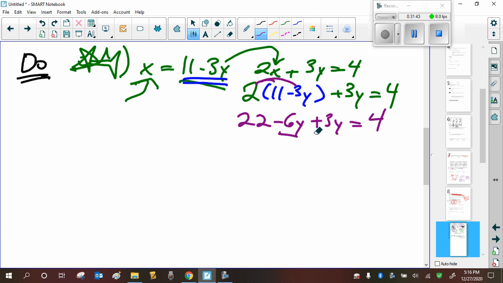Next up is to collect like terms. So negative 6 plus 3 is negative 3. Keep the letter. That's how you collect like terms. And go ahead and do the next step. I'll give you 2 minutes to finish her off.